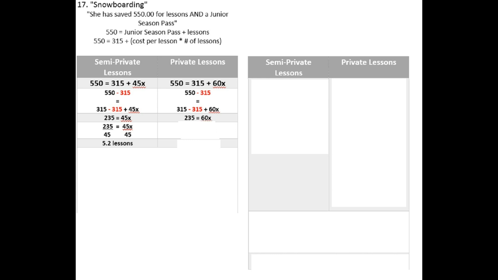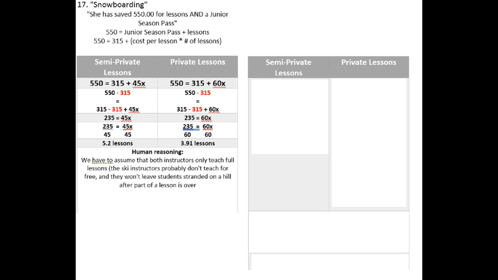So 550 minus 315 equals 315 minus 315 plus 60x. Now we have 235 equals 60x. Divide by 60, and now we end up with 3.91 lessons. All right, but right here, we got to use some common sense. So let's start thinking about this thing.